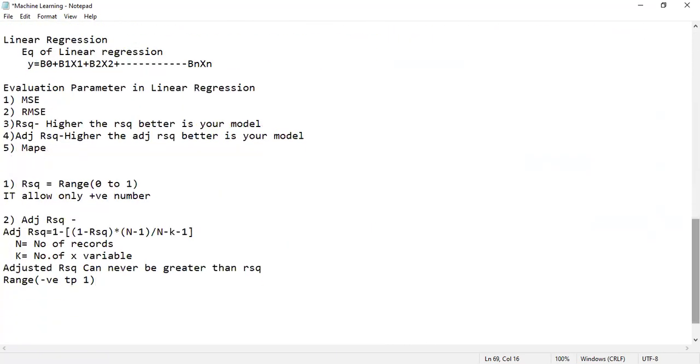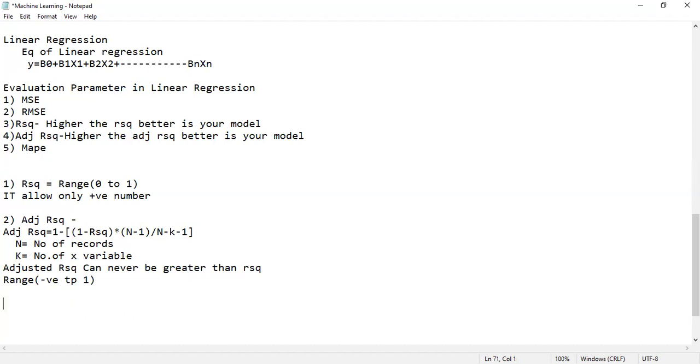Before starting, once again I will remind you, whatever I am giving you, please make a note of it. These are the most important points that you can revise at the last moment, like if tomorrow is your interview, you can revise it. So let's proceed with our next evaluation parameter in linear regression.